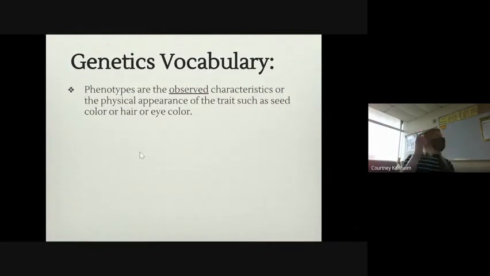All right, and then another word is phenotype. So we just talked about genotypes, it's the letter. I think of it as like a code. And then phenotypes are the physical or observed characteristics. It's the physical appearance of the trait, such as seed color, hair color, or eye color. So it's not saying the alleles, it's not saying uppercase Y, uppercase B, lowercase b. It's saying brown hair, blue eyes, yellow seeds, green seeds. So it's the actual trait, like the description word.